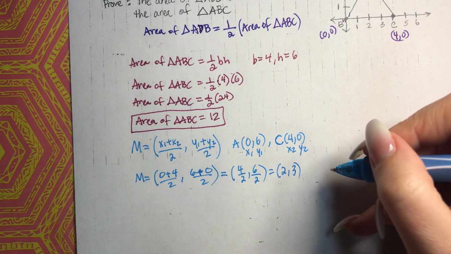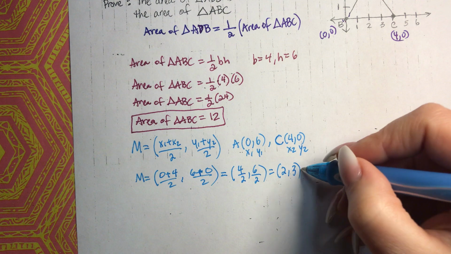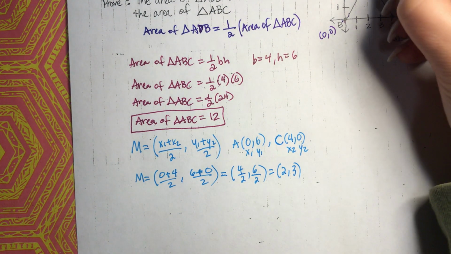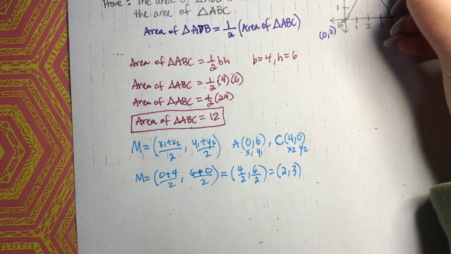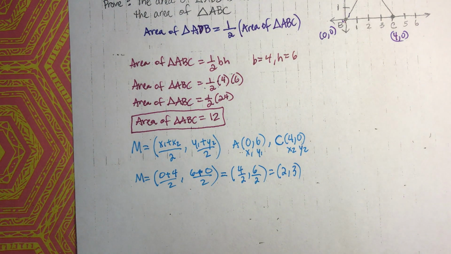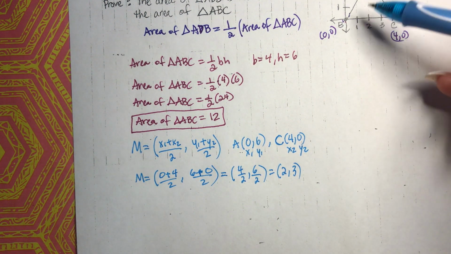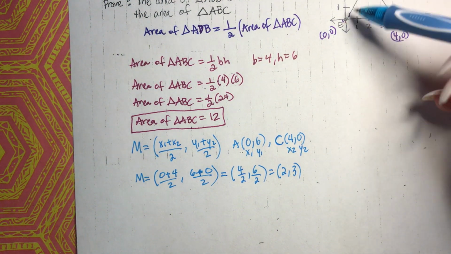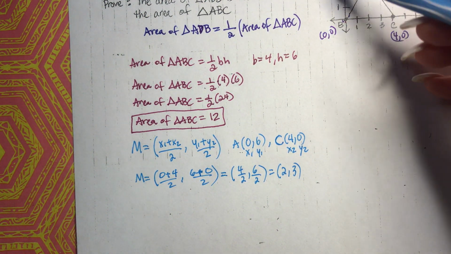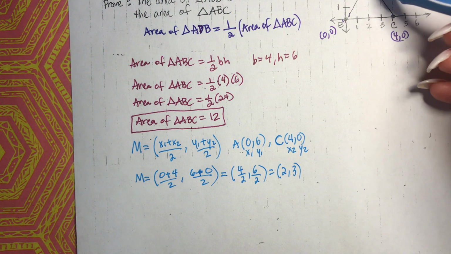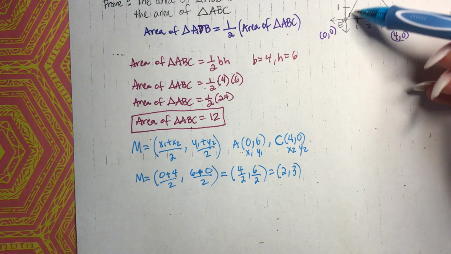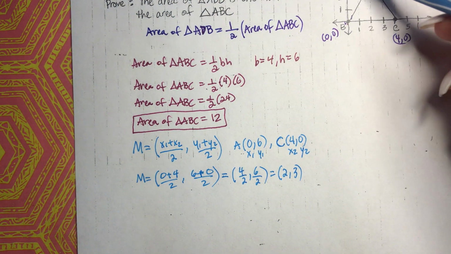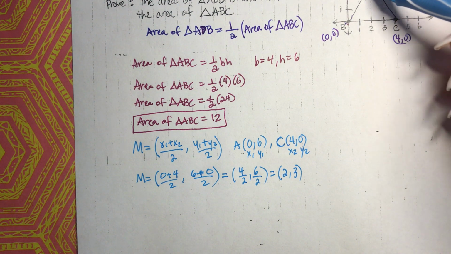Okay. So that's what our midpoint is, which means that's what D is. D is (2, 3). All right. Perfect. So now what we need to do is find the area of this triangle. When you do the area with the base and the height, it needs to be at a 90-degree angle. I don't know if this is a 90-degree angle.